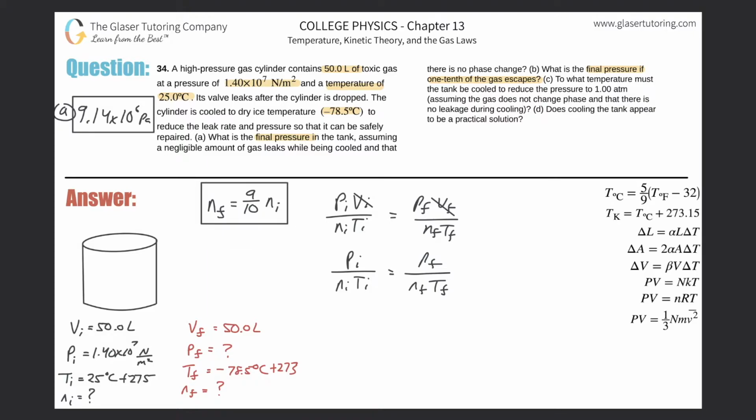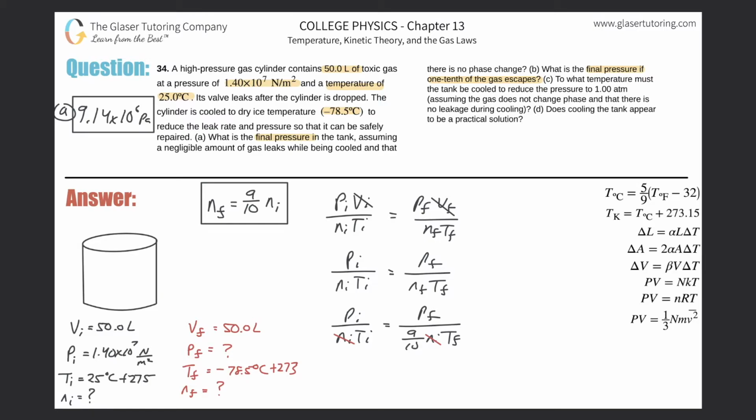So, that being the case, what I can do is plug that in for Nf, all right? I'm going to plug this in for my final mole value. Now watch what that allows me to do. So then it's Pi over Ni times Ti is equal to Pf over 9/10 Ni times Tf. And look, lo and behold, the n's will cancel now. Okay? And now we can solve. Let's solve this for the final pressure. Let's see what we get.